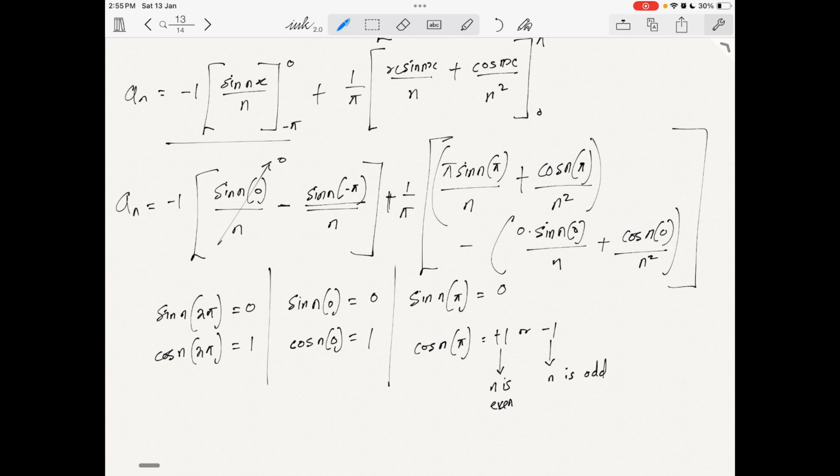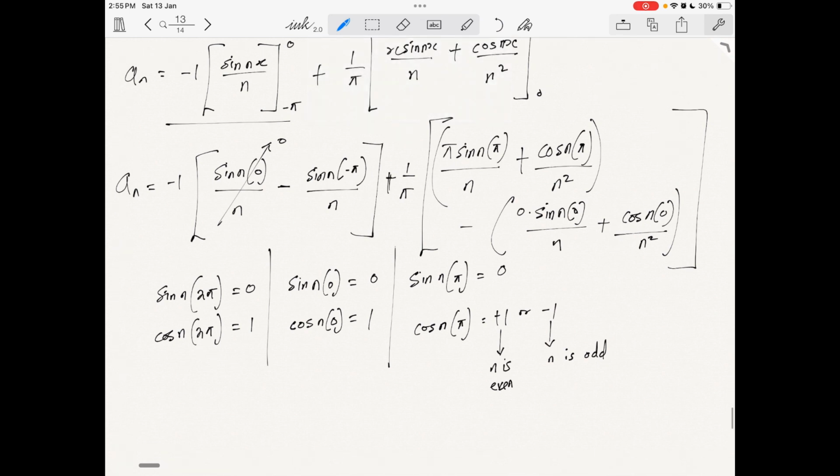Okay, sin(n(-π)) is the same thing as -sin(nπ), which we will treat as an even and odd function in our next video. So this is equivalent to 0. Sin(nπ) is occurring here, and sin(nπ) is 0. So this is also 0.